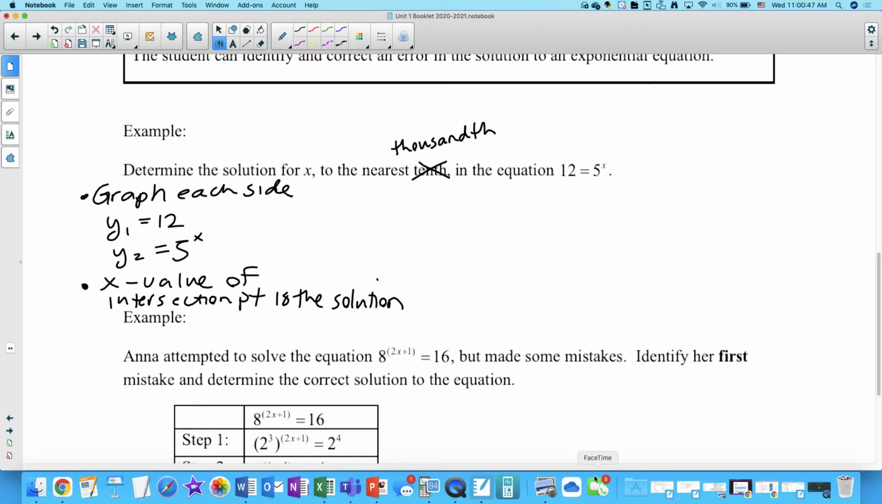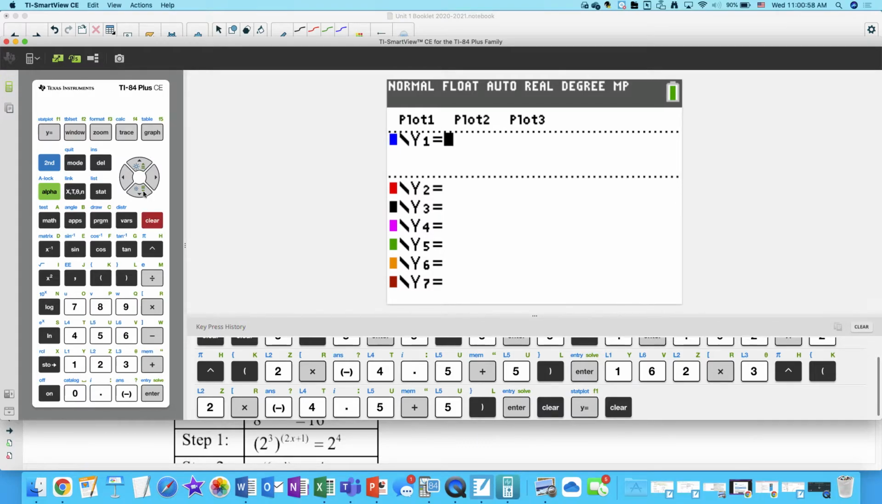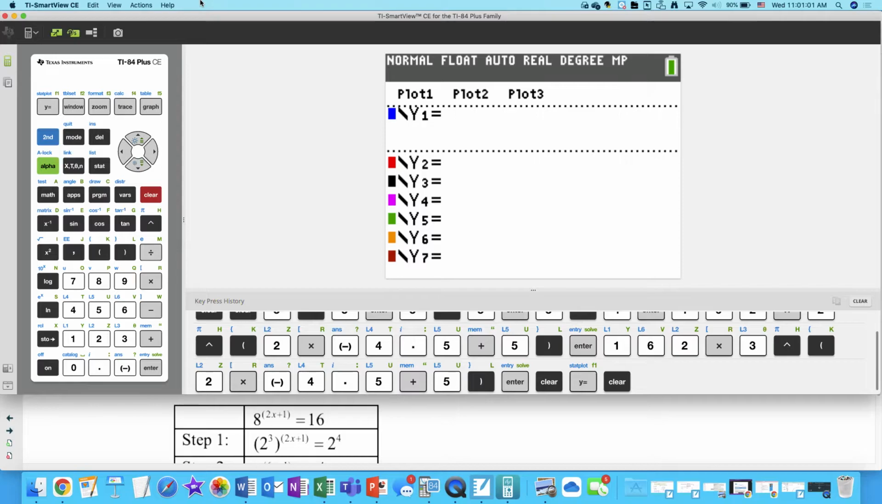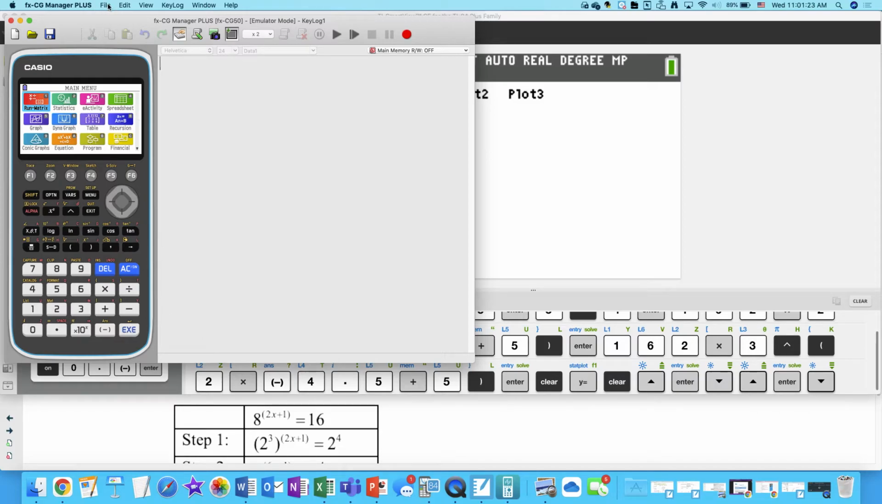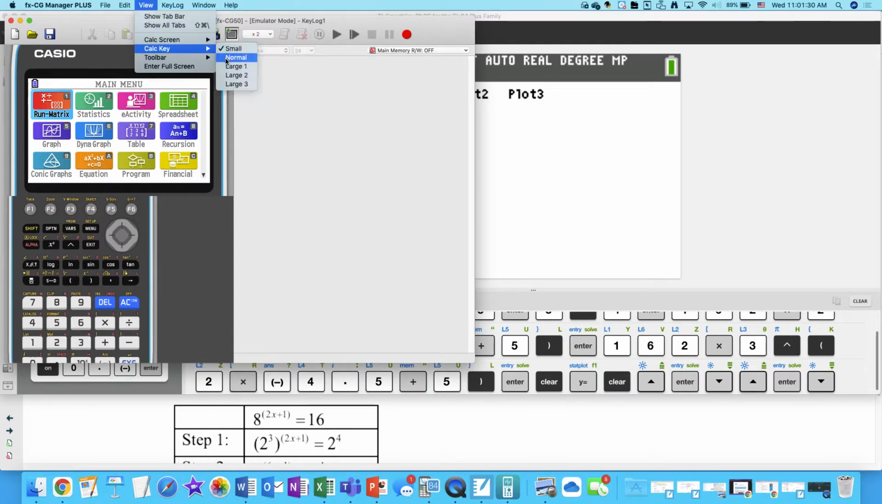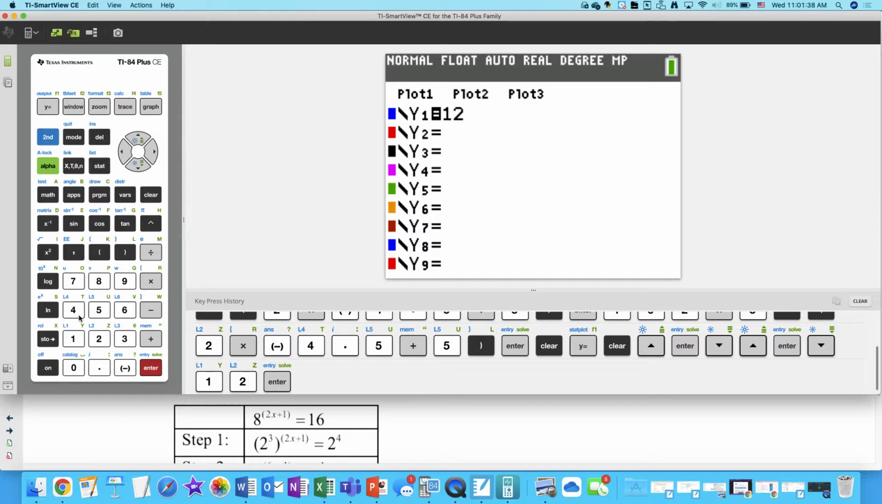So pull out your calculators, go to y equals. I'll do this one on both. You probably have your plot turned on right now because the last time we used these we did regression. So you can go ahead and turn that off. If you see this highlighted, go back, hit enter again, and then it'll be turned off. Okay, let me just get my Casio going here. And then you can go ahead and enter y1 equals 12, y2 equals 5 to the power x. Okay, and I'll do that on this calculator as well.